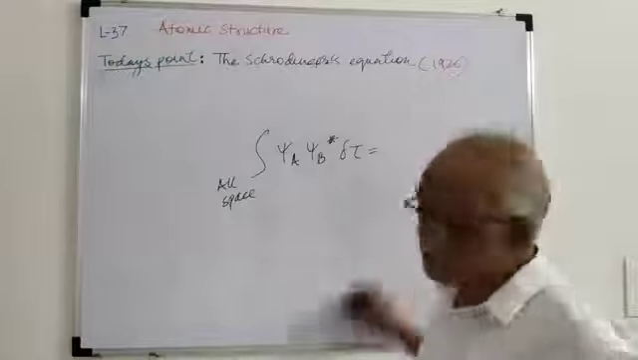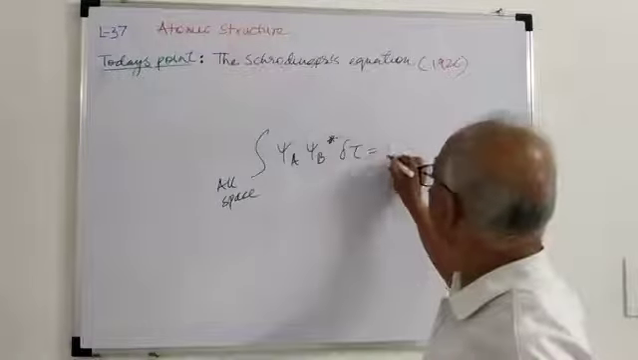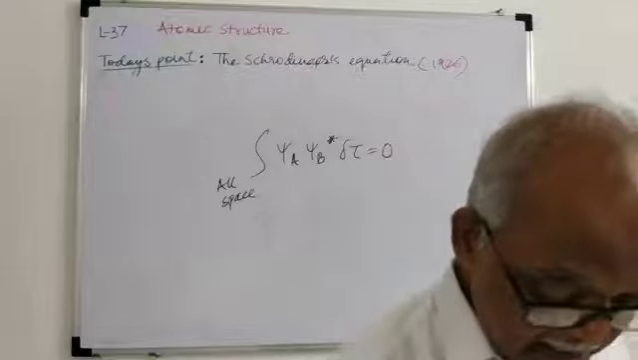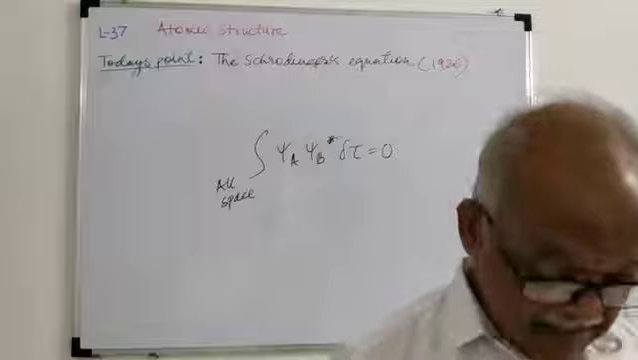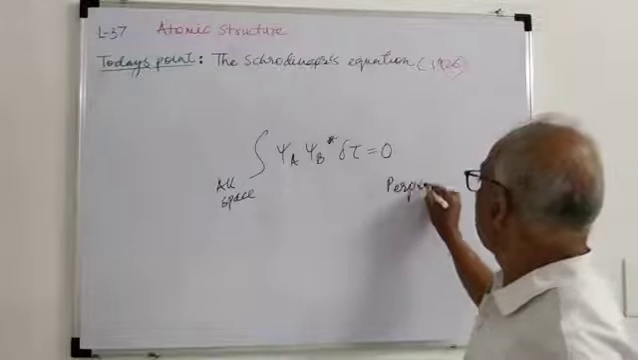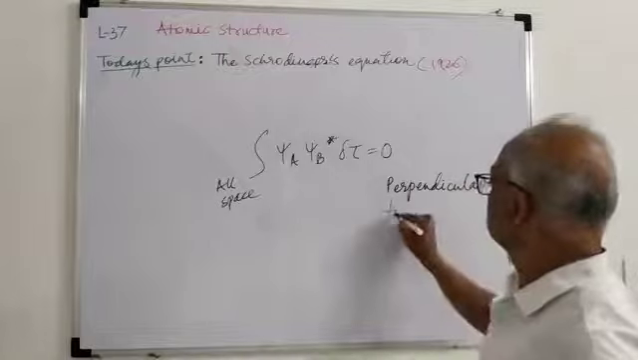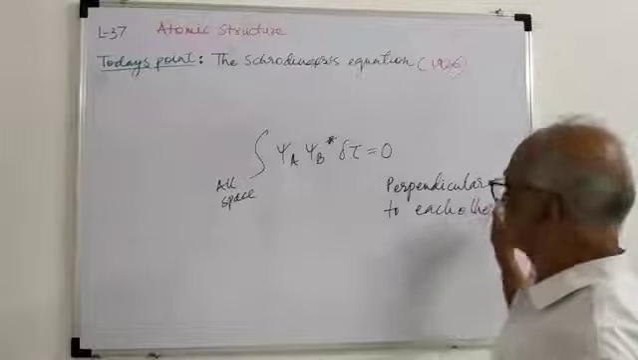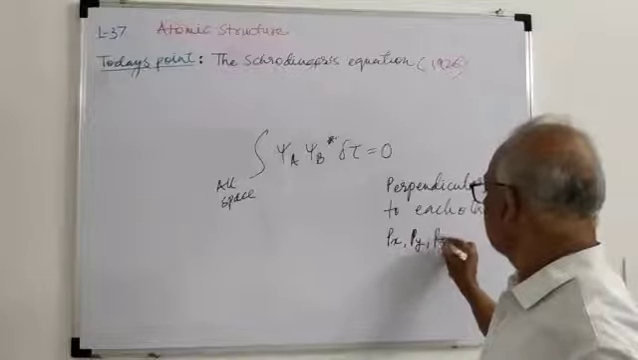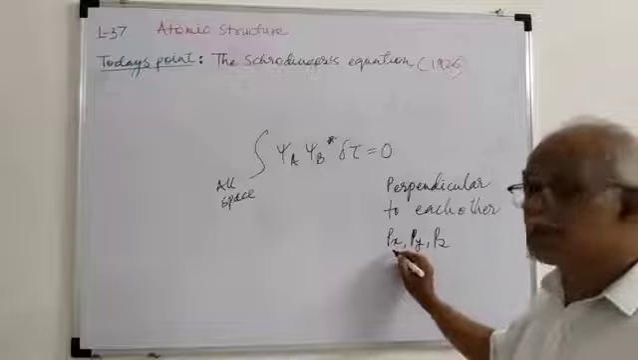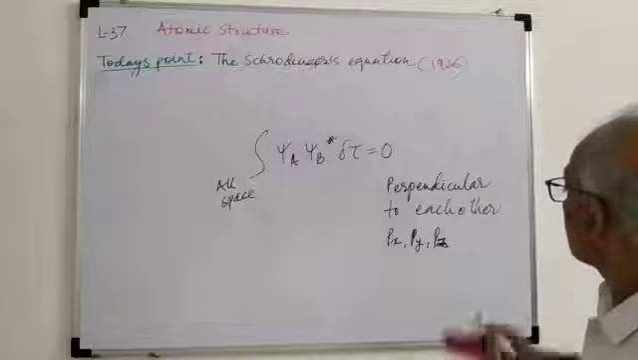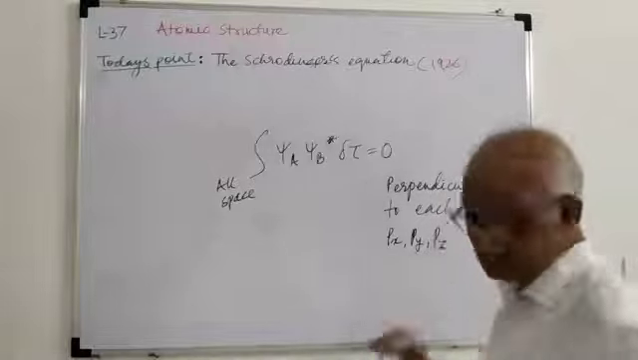When the integral of psi a into psi b into d tau is equal to 0, it shows that all orbitals in an atom must be orthogonal. In some cases, the orbitals are perpendicular to each other. We can take the example of px, py and pz. This orbital is lying in the direction of the x-axis, this is lying in the direction of the y-axis, and this is lying in the direction of the z-axis. So all these orbitals are perpendicular to each other.